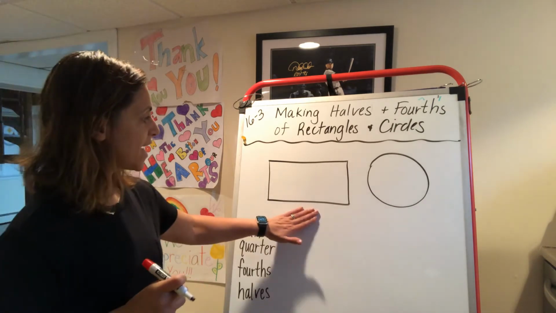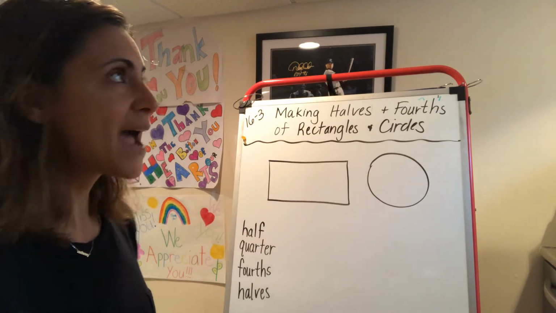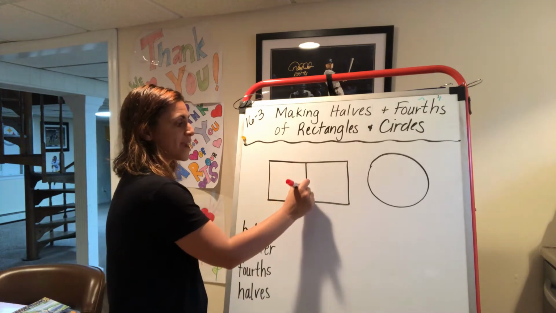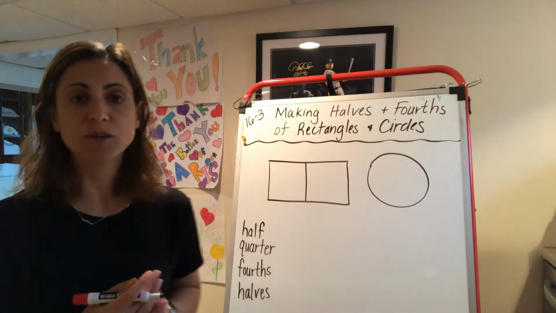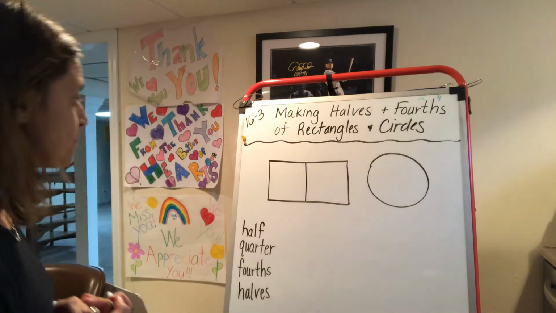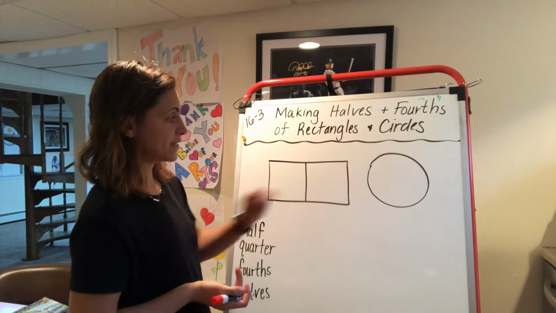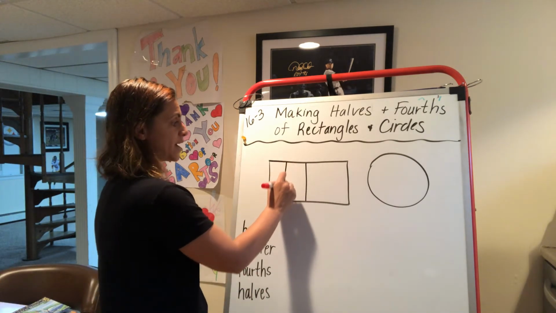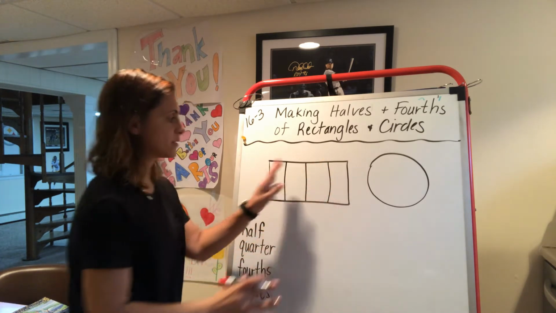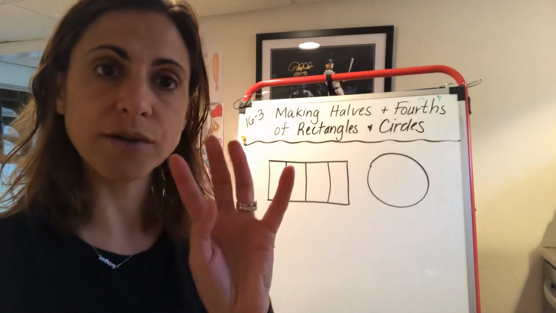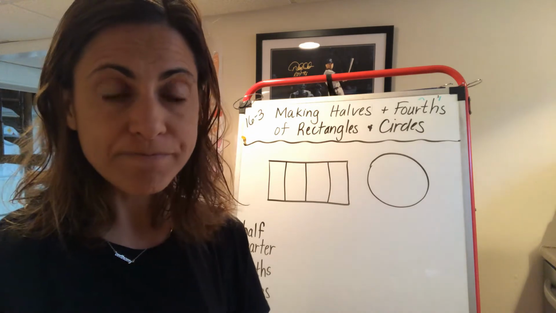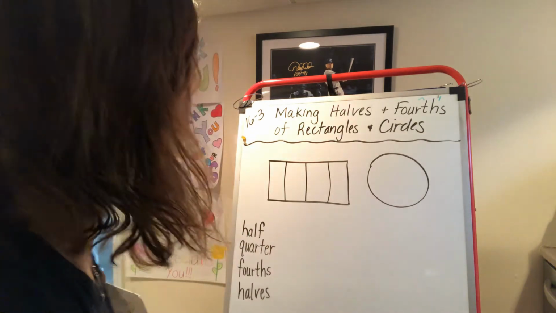Okay, so if I take my rectangle and I divide it in half or halves, that means I divide it right down the center. Okay, that gives me two equal parts. So half means two equal parts. If I wanted to divide my rectangle into quarters, I would have to divide it into 1, 2, 3, whoop, not the best, but pretty close. 4 equal parts. 4 equal parts is fourths or quarters, like the quarter, okay?